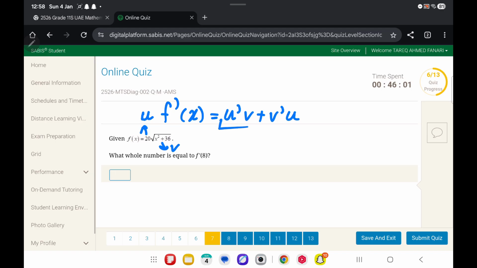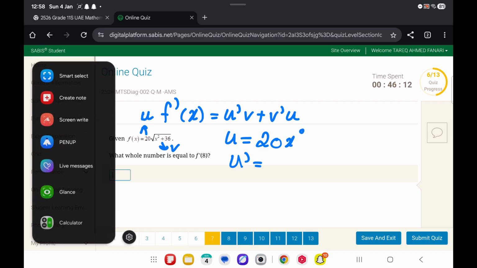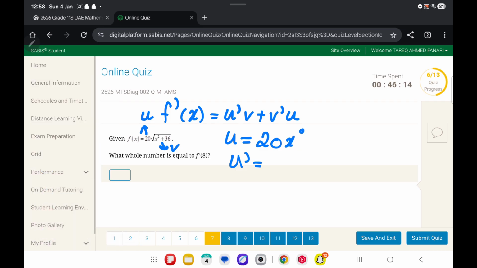Now, u prime v. So this part here, u prime. This is interesting because u equals 20, right? Now, derive u prime. There is no x here. This is x to the power of 0, technically speaking, so you're multiplying the whole thing by 0. The derivative is just 0. Again, remember, the derivative of a constant is 0. This is a rule you should know from last year. So think about it. This is 0 times radical x squared plus 36. This is just going to be 0. I don't need to know anything else. Done. This is 0.